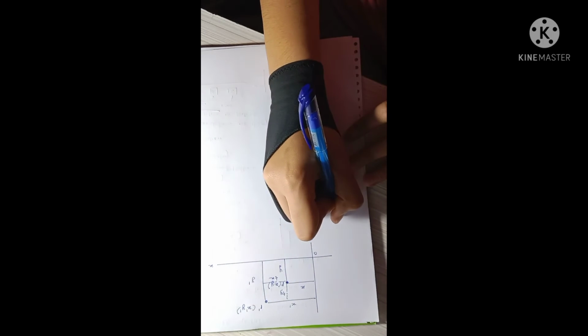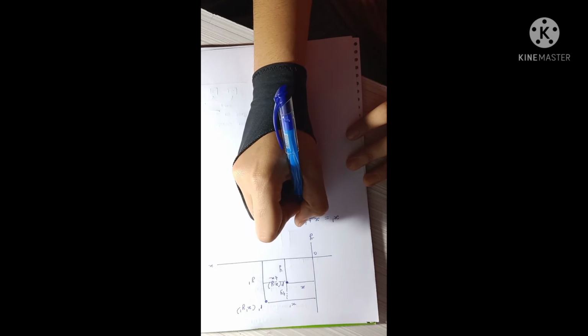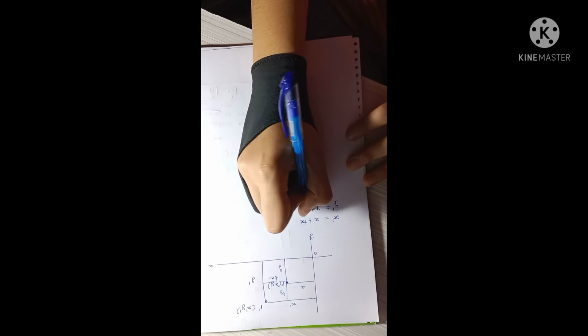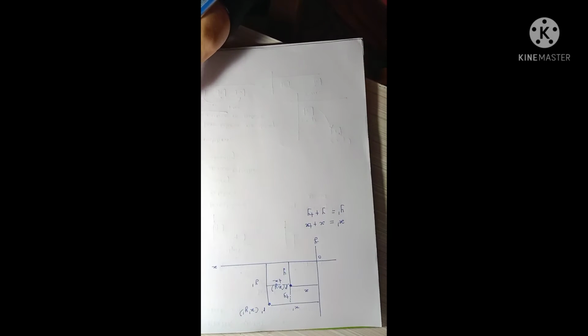Okay. Now what is x dash? x dash is x plus tx. And what is y dash? y dash is y plus ty. So x dash is x plus tx and y dash is y plus ty.